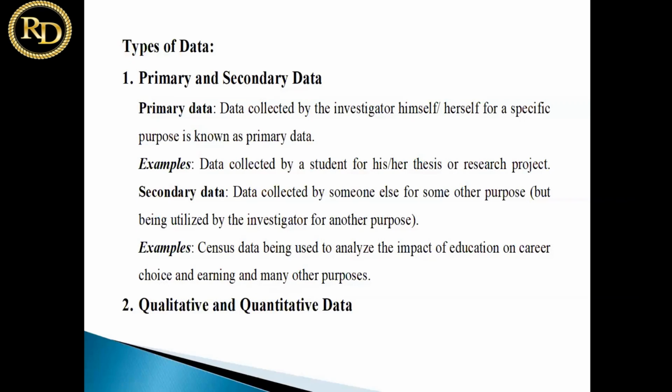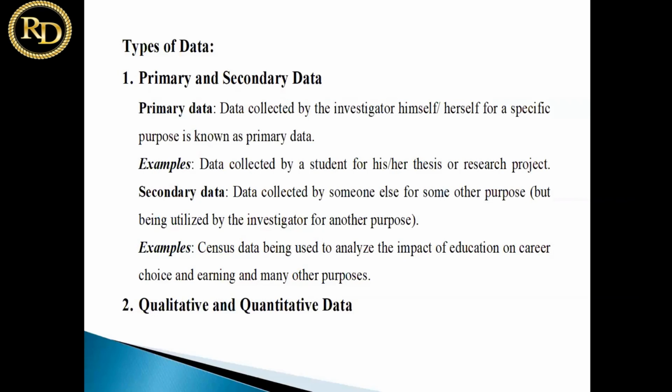Now, each of primary and secondary data is further of two types. It may be of qualitative nature, it may be of quantitative nature. If the data is presented in the form of numerals, in the form of numbers, then such type of data is known as quantitative data.